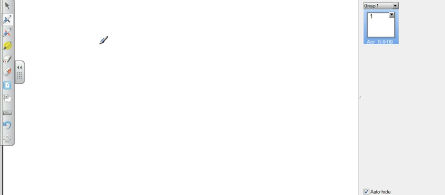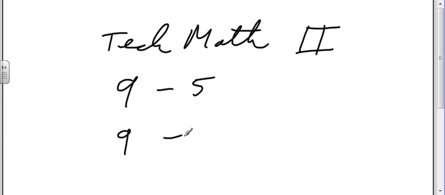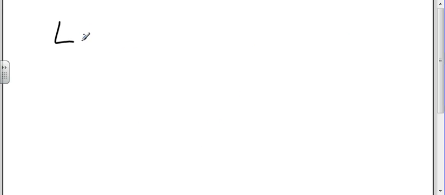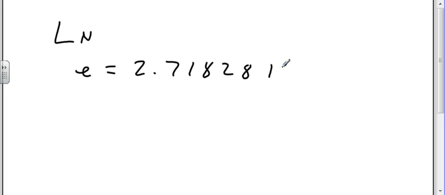This is Tech Math 2, and we're in section 9-5 and 9-6 today. And we're going to do logs all over again, but this time we're going to use natural logs. The base of the natural log is e, 2.718281828. It's a transcendental number. It never repeats itself. It keeps on going forever and ever, sort of like pi.